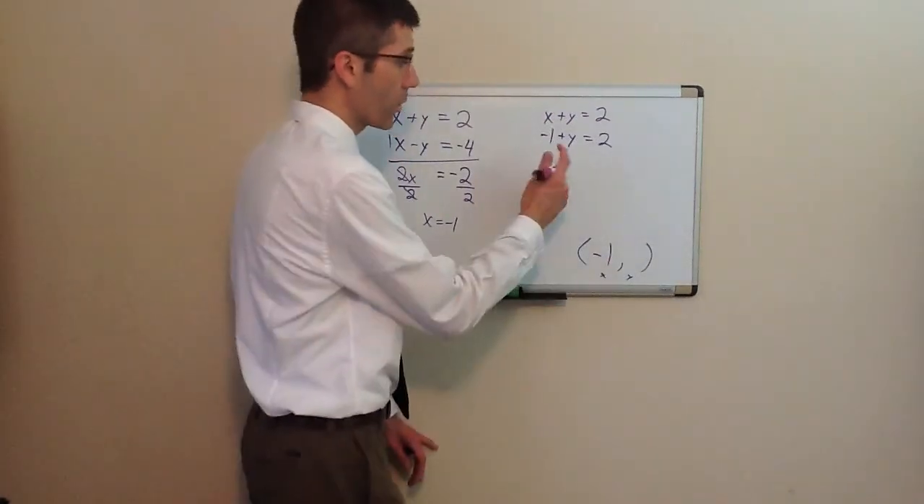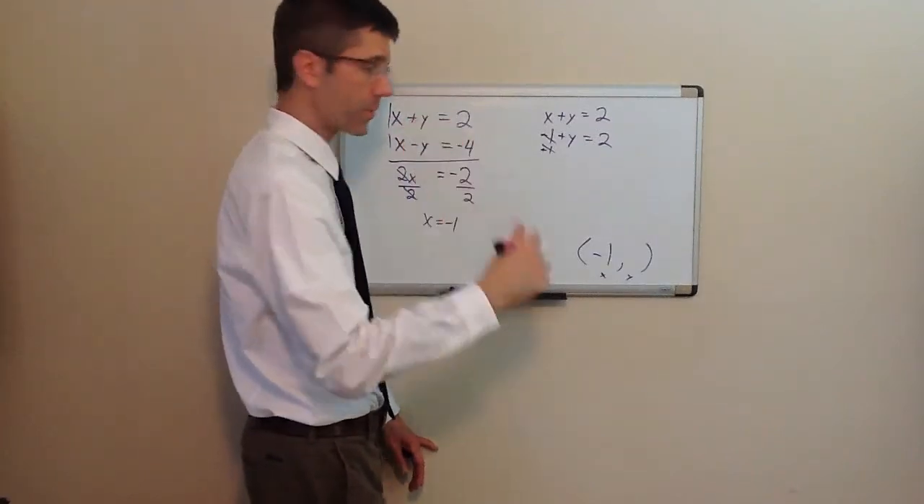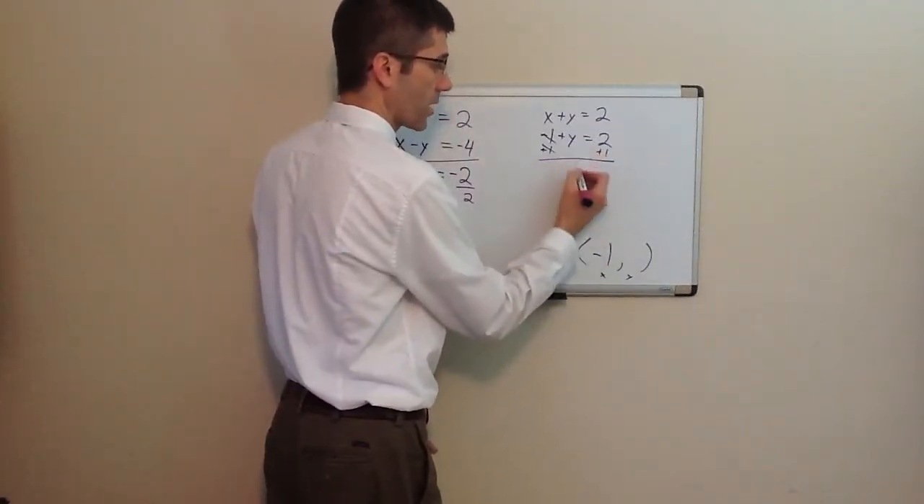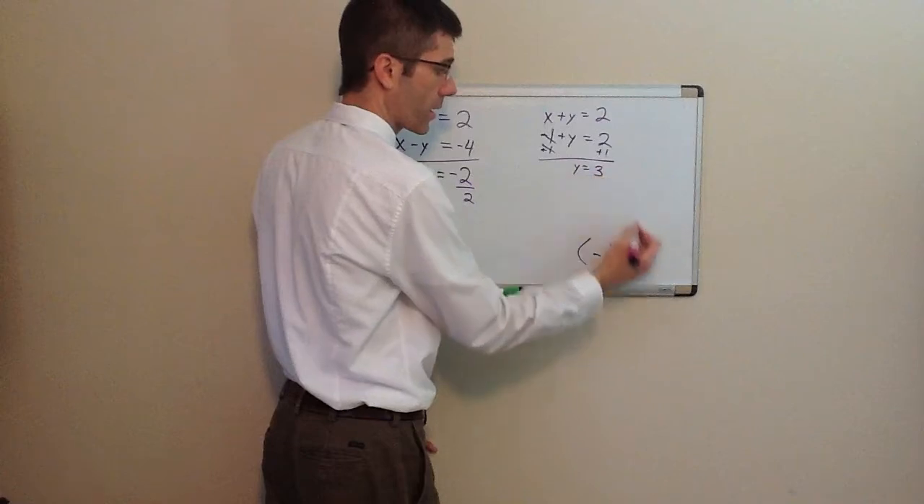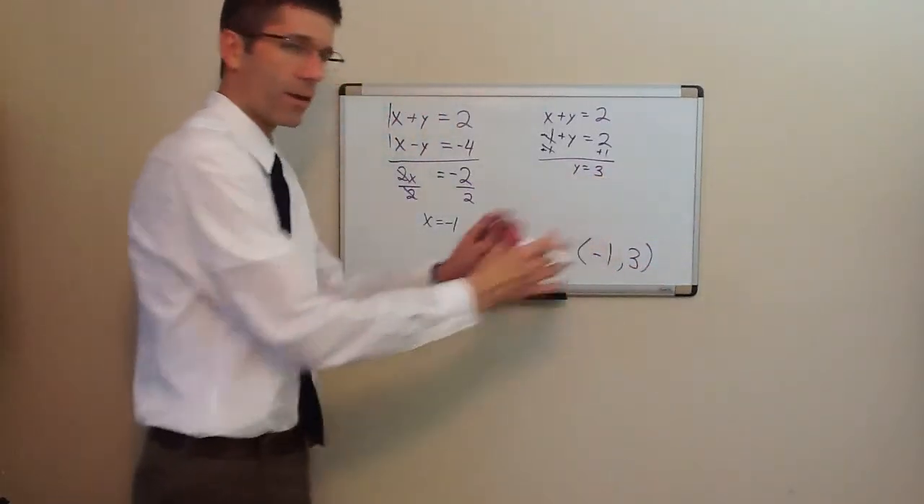What I want to do is find out what y is. I'm going to add 1 to both sides, and those cancel because -1 plus 1 is 0. I'm going to add 1 to both sides there, and then y equals 3. Done. I have x, I have y, I have found it.